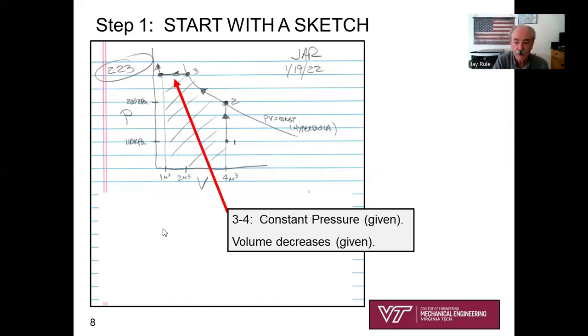Okay, easy part, 3 to 4. It says constant pressure process. Well, on a PV diagram, that's going to be a horizontal line, isn't it? P equals constant. And also given in the problem, the volume decreases. It tells you that V4 equals 1 cubic meter. So that's what tells you that you're going at constant pressure to the left, a horizontal line to the left. We finished our PV diagram, and hopefully you might get at least half credit if you quit there. But let's continue on with the numerics.